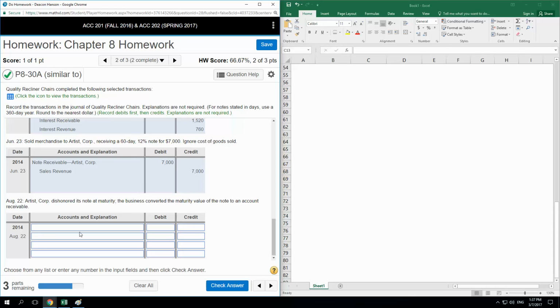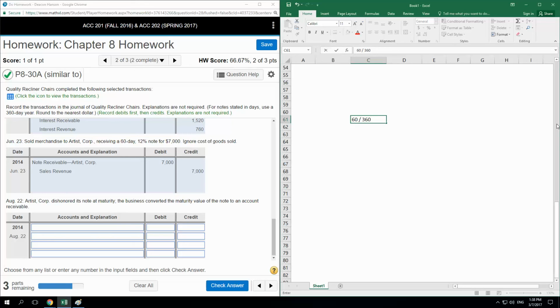Okay. Now it says Artist Corp dishonored its note at maturity. The business converted the maturity value of the note to an accounts receivable. Okay, so what we need to do is we need to figure out the maturity value. So we're going to need to figure out the interest, right? So it's a 60-day note.